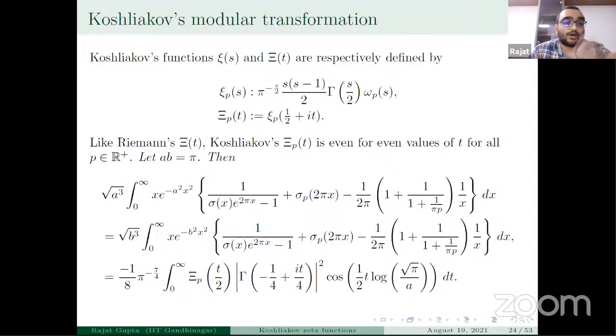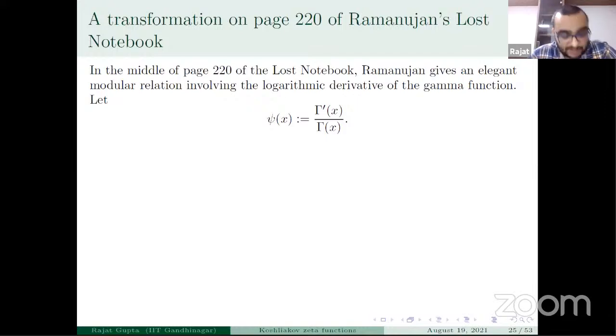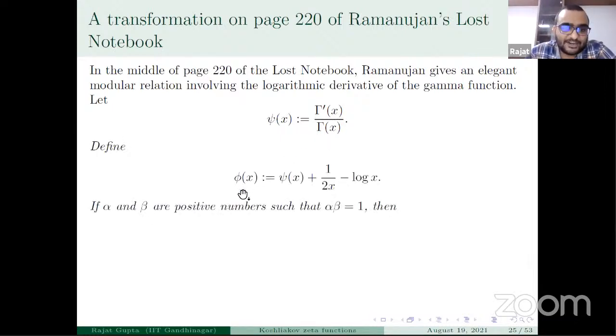Now let me move to another interesting formula of Ramanujan, which can be found on page 220 of his lost notebook. Before stating that, let me first define the digamma function, or logarithmic derivative of the gamma function, which is defined by gamma prime(x) upon gamma(x), and define phi(x) equal to psi(x) plus 1 upon 2x minus log x. This term comes from the expansion of psi(x) as x tends to infinity.